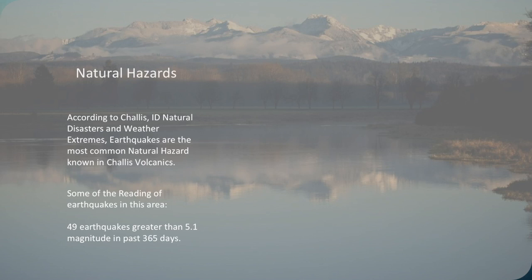According to the Challis, Idaho Natural Disasters and Weather Extremes, earthquakes are the most common natural hazard here. And in the past 365 days, there have been 49 earthquakes with a magnitude greater than 5.1.